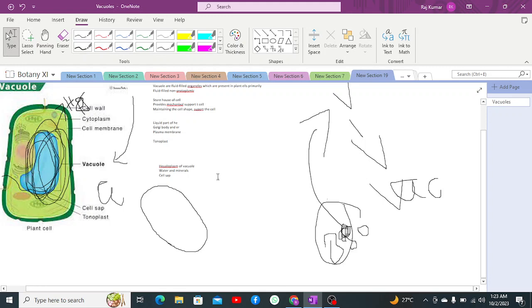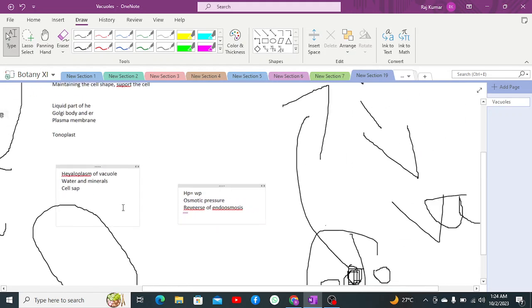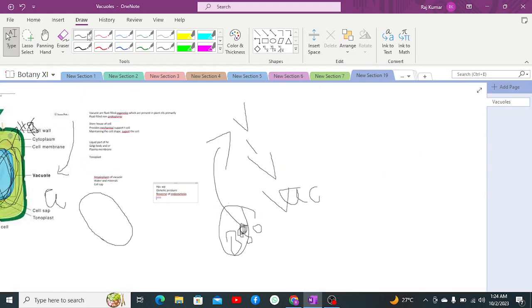So in this case, when hydrostatic pressure is equal to the wall pressure, it causes the turgidity of the cell to remain constant, and in that case, a pressure is generated which is known as osmotic pressure, and that osmotic pressure is the reverse of endoosmosis.